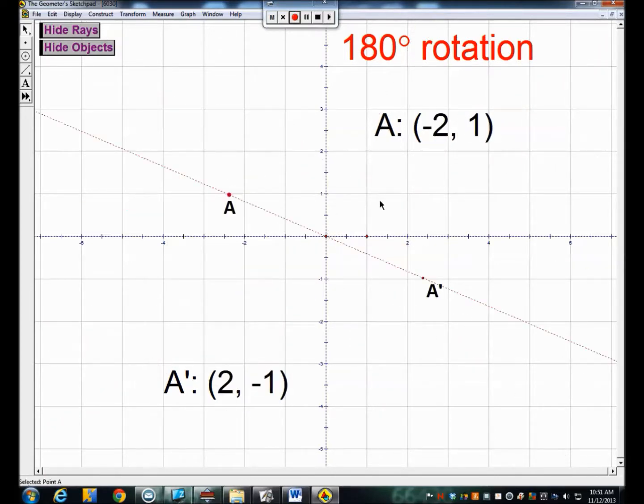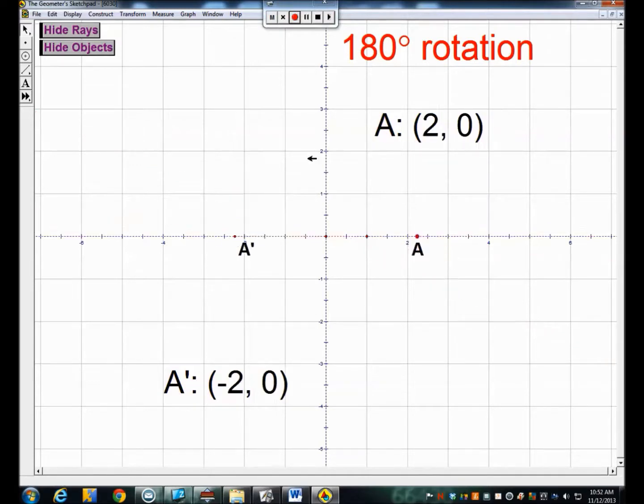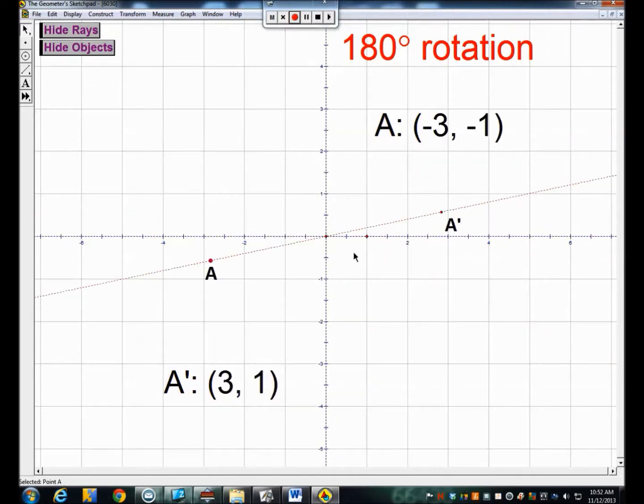Stop. So let's see, (-2, 1). So the x has stayed the same, but it switched signs. It was negative, now it's positive. The y-coordinate was positive, now it's negative. But notice they're still the same number, 1 and 1. Just one's positive and one's negative. Let's spin it one more time. Stop. And we get the same scenario. Okay, we got negative, negative. Now it's positive and positive.